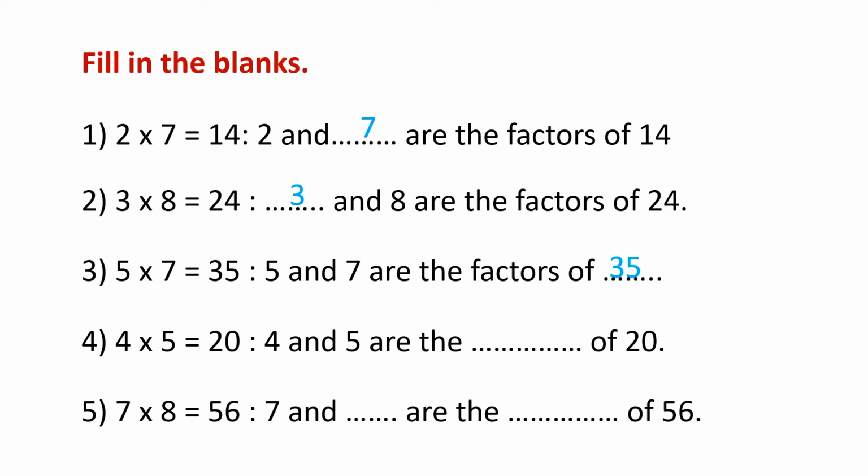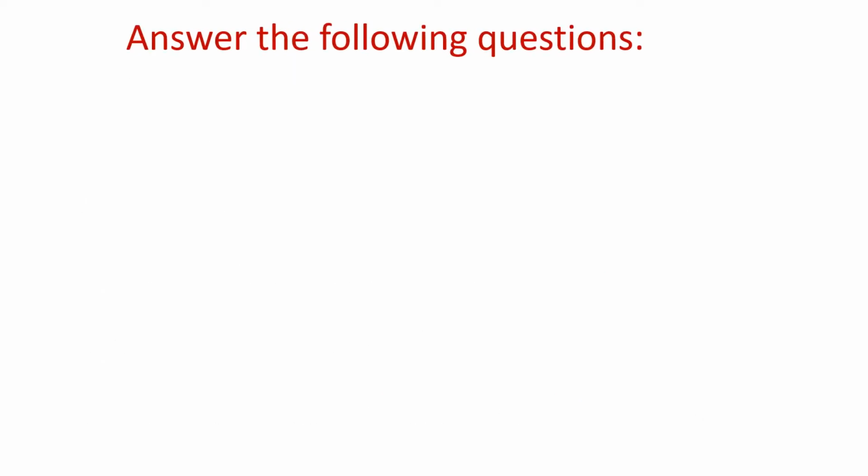The next is question number 4. 4 multiplied by 5 is equal to 20. 4 and 5 are the dash of 20. Now tell me what we have to write in this blank. Yes, the answer is factors. And the last is question number 5. 7 multiplied by 8 is equal to 56. 7 and dash are the dash of 56. So the first answer is 8 and the second answer is factors because 7 and 8 are the factors of 56.